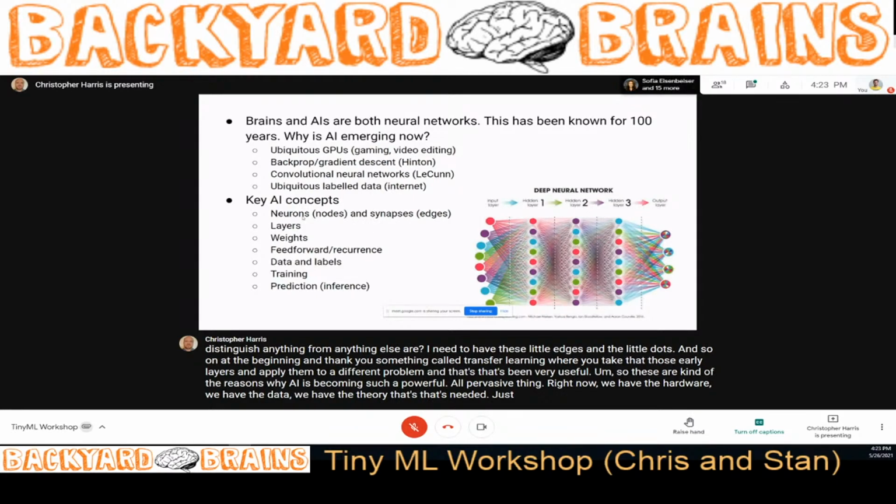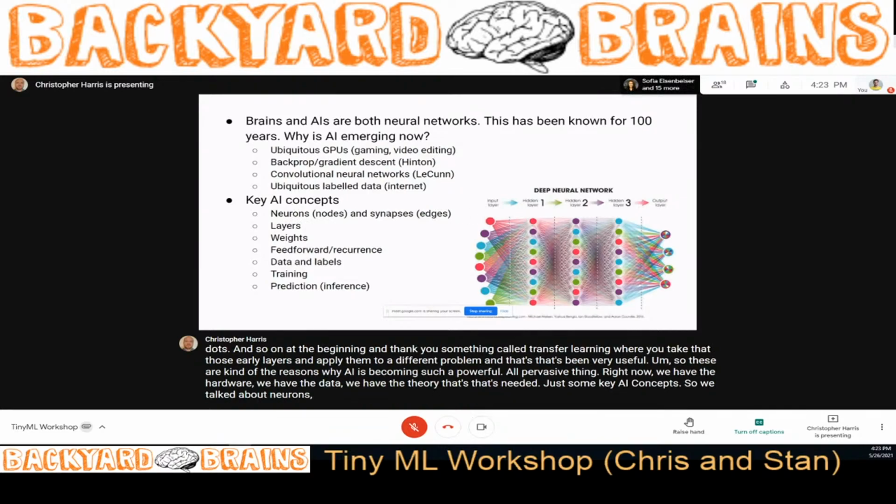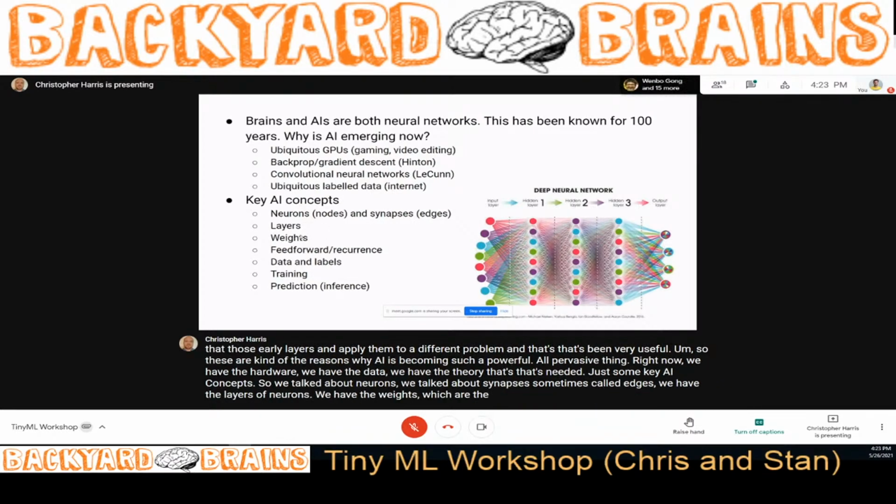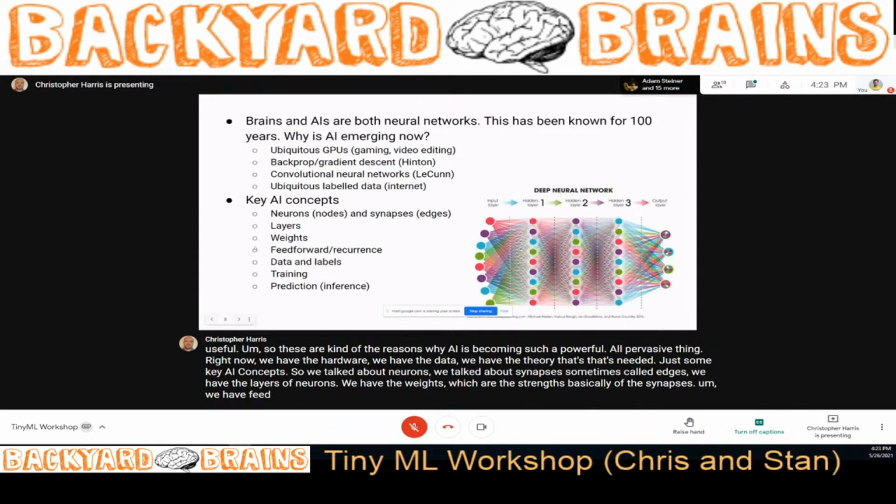Just some key AI concepts. So we talked about neurons. We talked about synapses, sometimes called edges. We have the layers of neurons. We have the weights, which are basically the strengths of the synapses. We have feed-forward and recurrence.